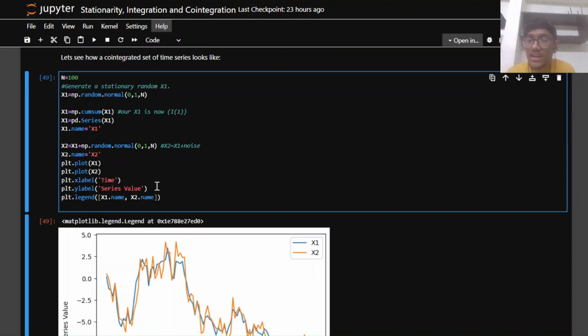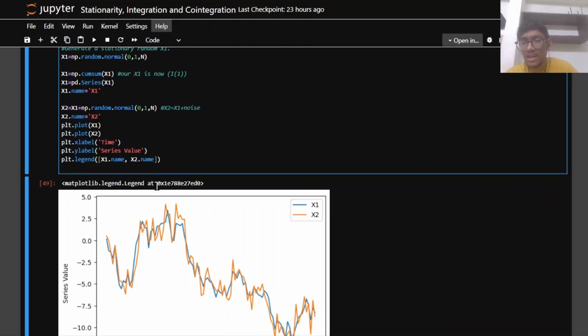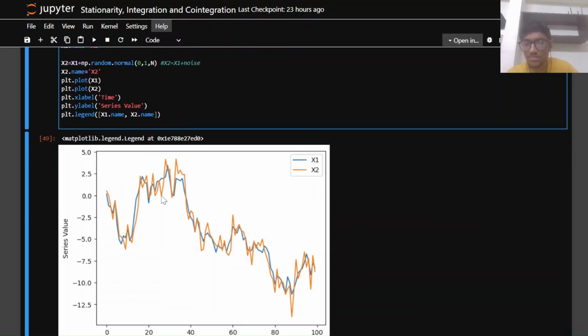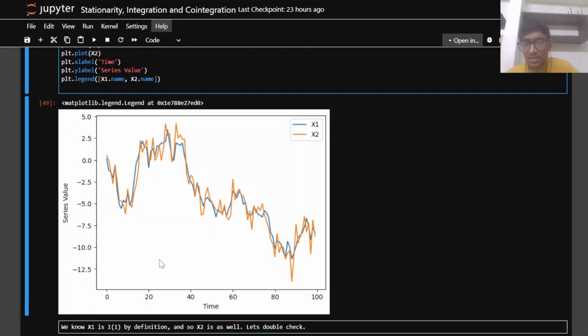So I have generated a stationary time series x1 whose elements are randomly sampled from a normal distribution with parameters 0, 1, that is, mean 0 and variance 1. And then I create the I(1) time series of this x1. I just cumulatively sum the elements of x1, and then I replace or modify our original variable x1. And then I create a new time series x2, which is this x1 plus some noise. This noise is also randomly sampled from the normal distribution 0, 1. And then I look at how x1 and x2 look. As you can see, they're very close to each other. x2 just differs from x1 because of the noise that we have.